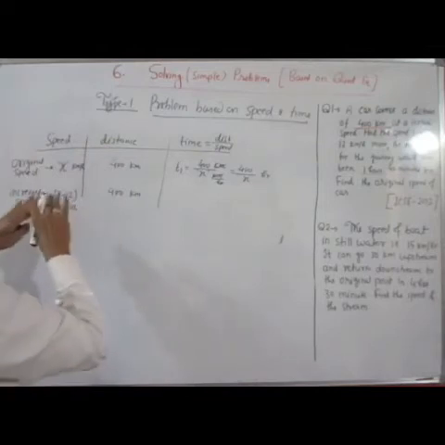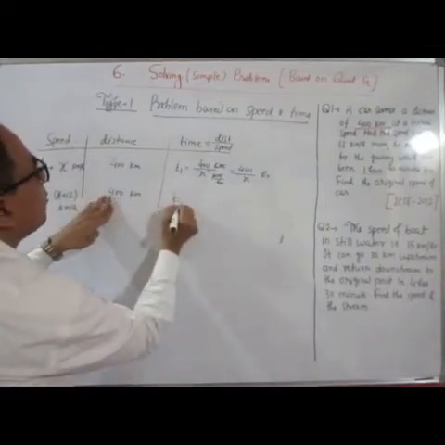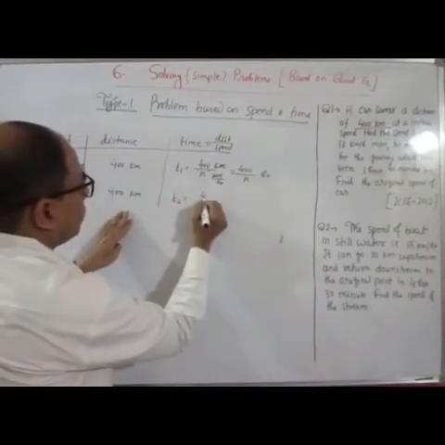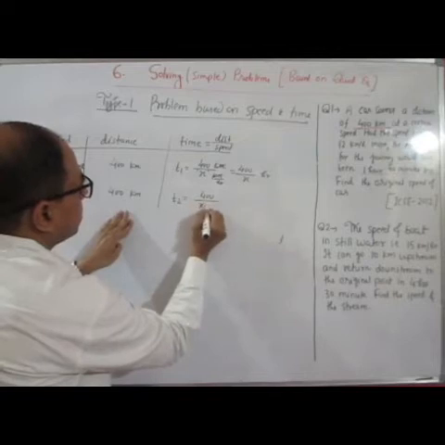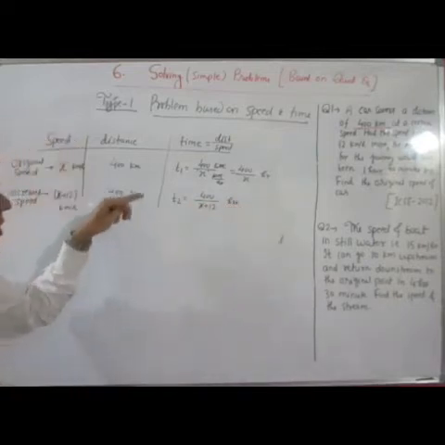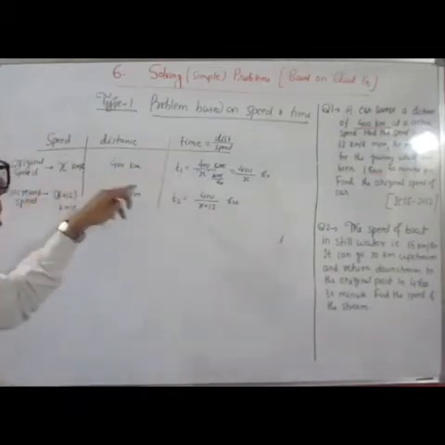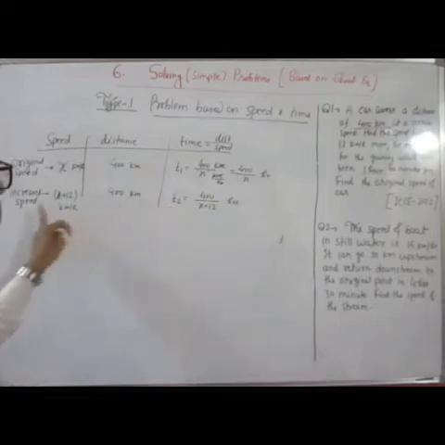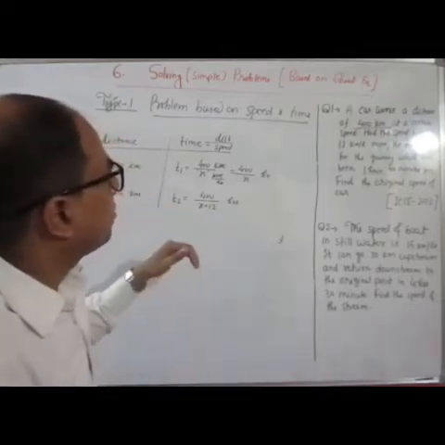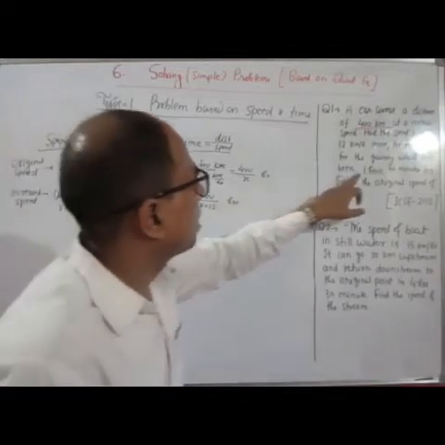Now with the increased speed, the distance covered is 400 km. So what will be the time taken with the increased speed? It will be 400 by x plus 12 hours. So this is the time taken with the original speed, and this is the time taken with the increased speed. And in the question it is given that if speed increases, then time decreases by 1 hour 40 minutes.